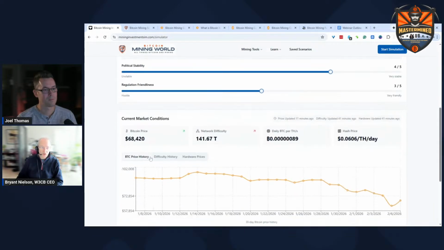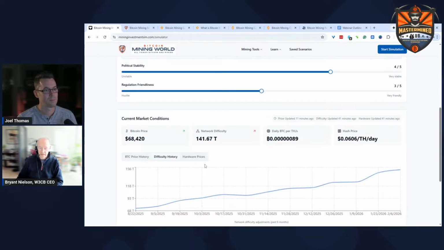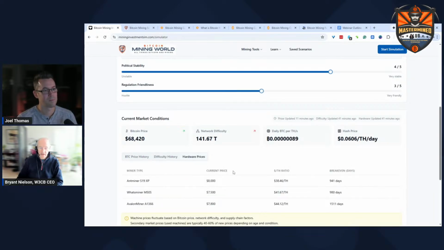You can choose what the Bitcoin price history is. And as you can see here, we've been seeing a definite decline over the past few weeks, or even the past month, in terms of our price history, looking at the difficulty level and how it's increasing, and also looking at the hardware prices and the estimated break-even days.